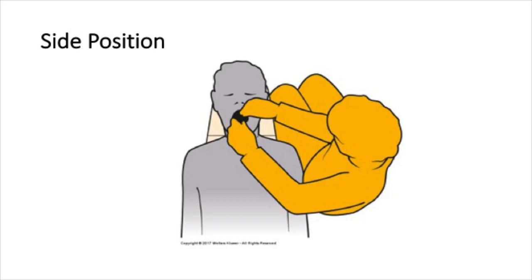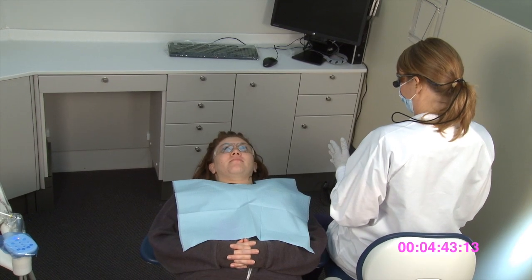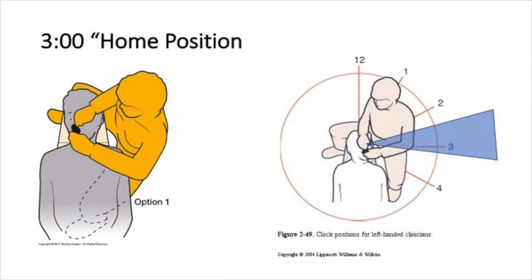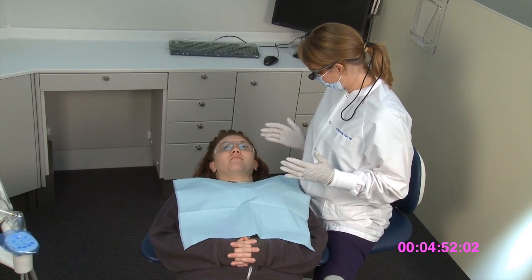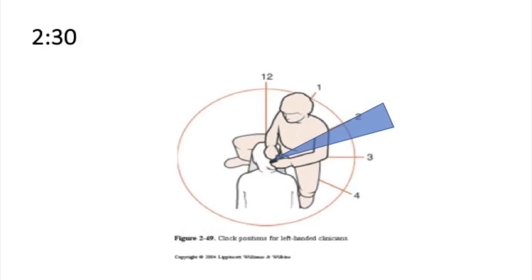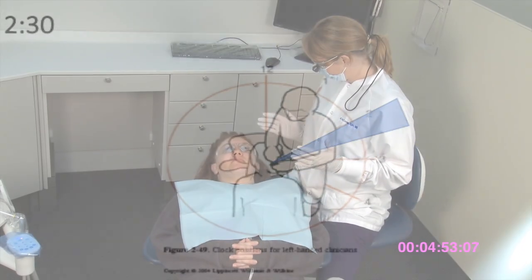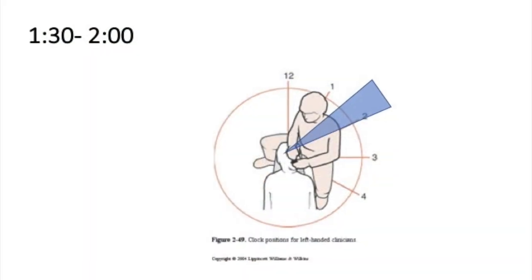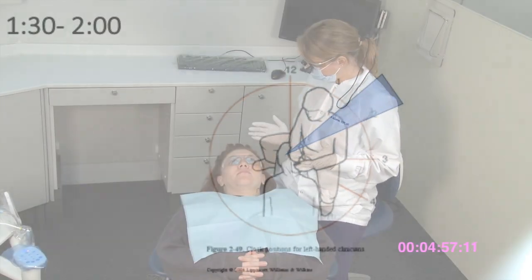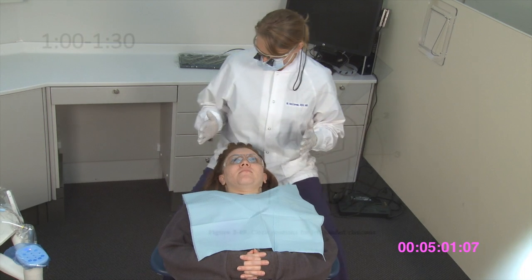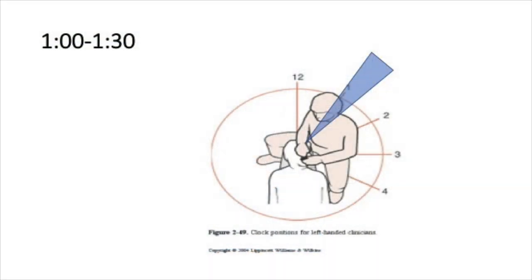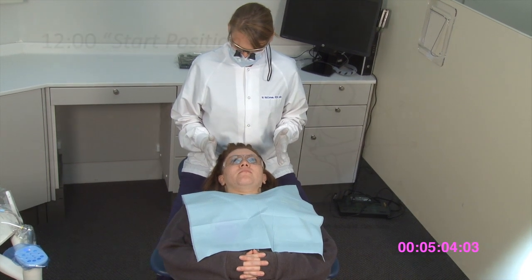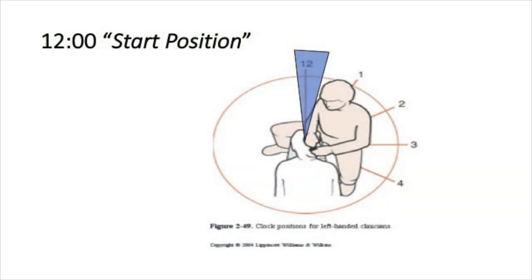4 o'clock or side position with an alternate of a 3 o'clock position. Both of these positions can be called home. In the 3 o'clock position, the legs straddle the chair. The next position is 2:30. Your navel is near the patient's ear. The next position is 1:30 to 2 o'clock position. Moving upward, we now come to the 1 to 1:30 position. And finally, the 12:30 to 1 position and 12 o'clock or start position.